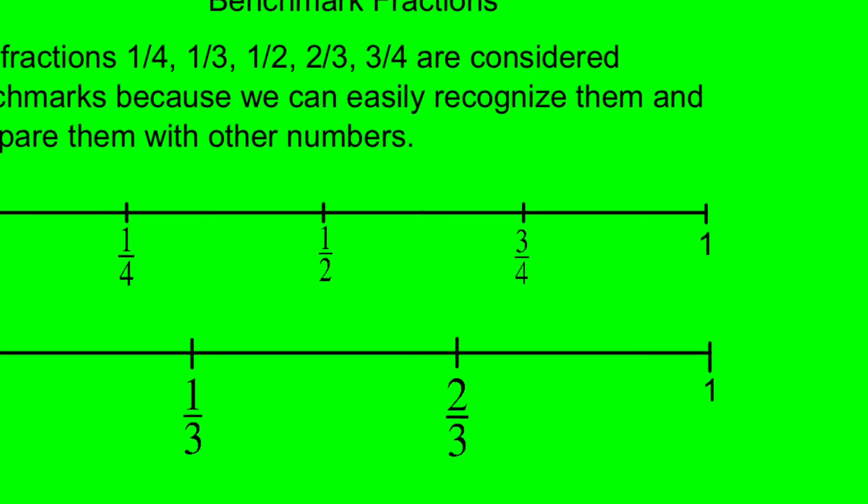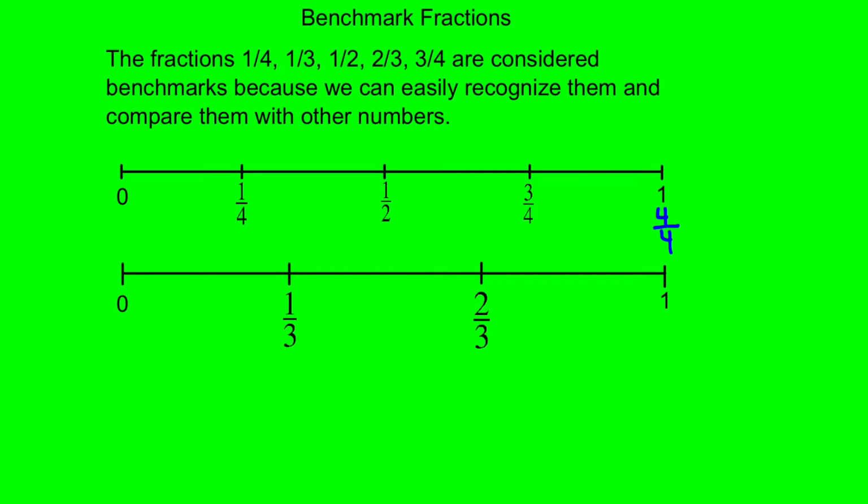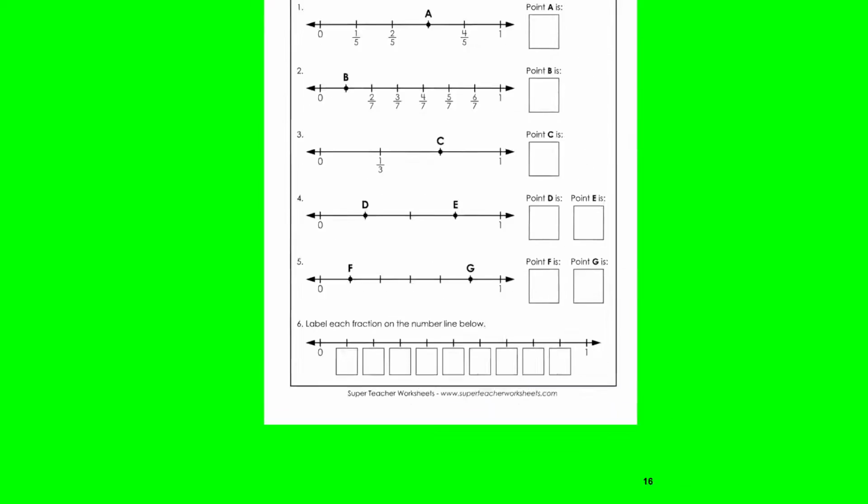We also talked a little bit about 1 whole. When we're talking about dividing a number line into 4 parts, 1 whole would be 4 out of 4. And when it's divided into 3 parts, 1 whole would be 3 parts out of 3. And then we played around with some number lines a bit.